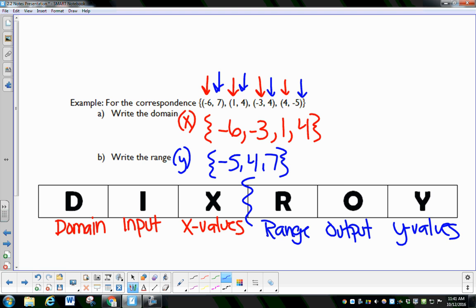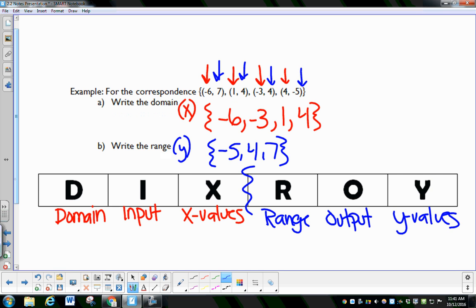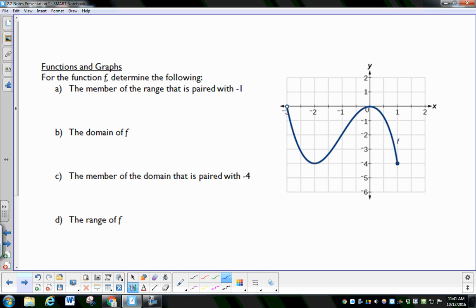All right, so we're going to start looking at some graphs now and finding the domain and range of those. So we're going to look at this function over here to the right. It's called f. For the function f, determine the following. And I want to point out that this is a lowercase f. That's really important. We pretty much always use lowercase letters for functions.